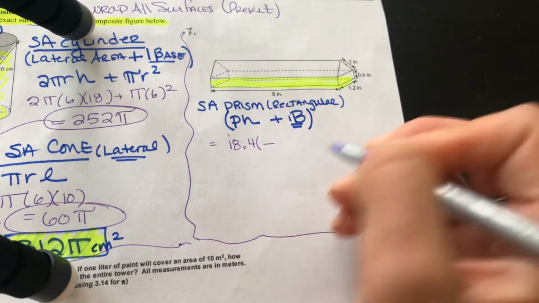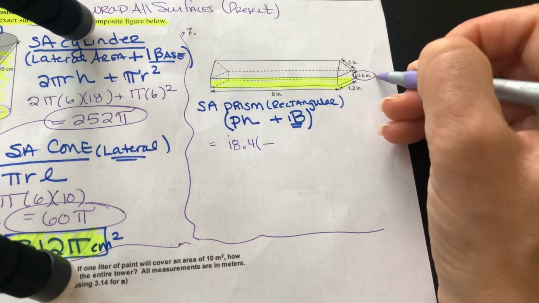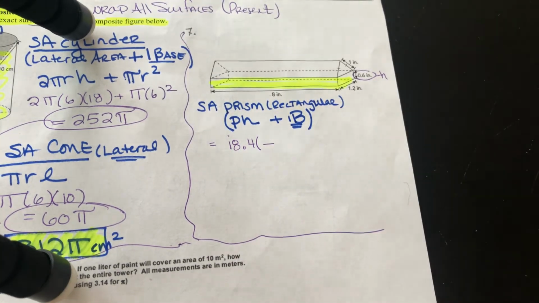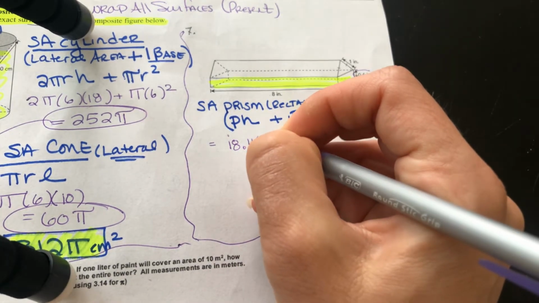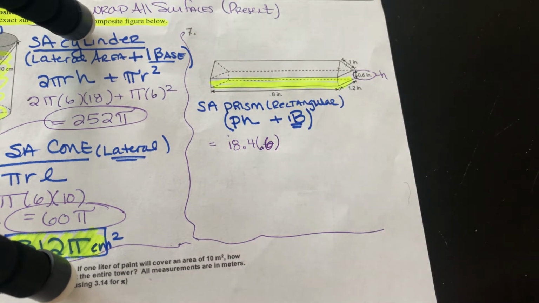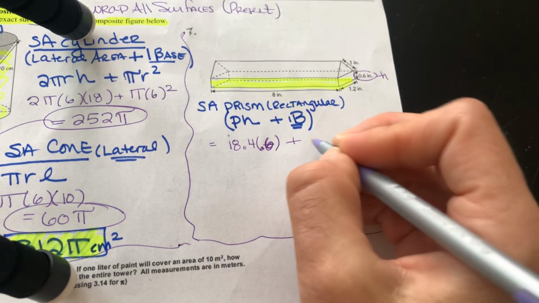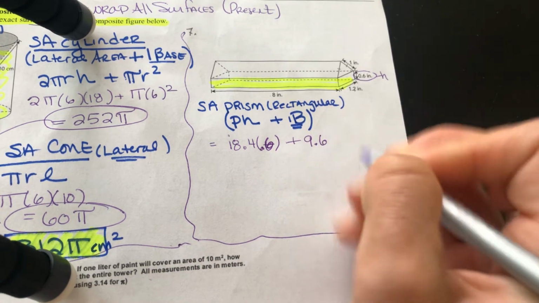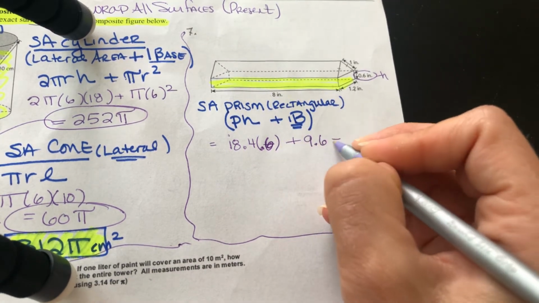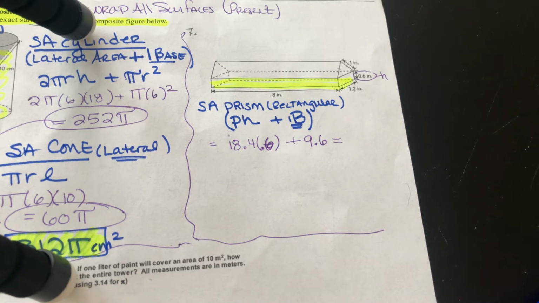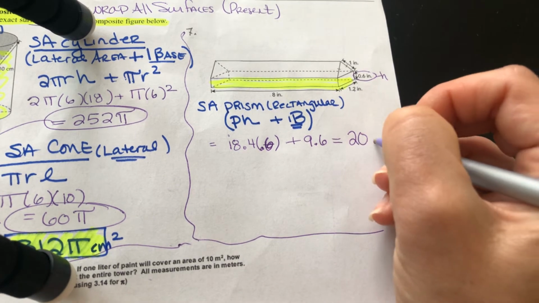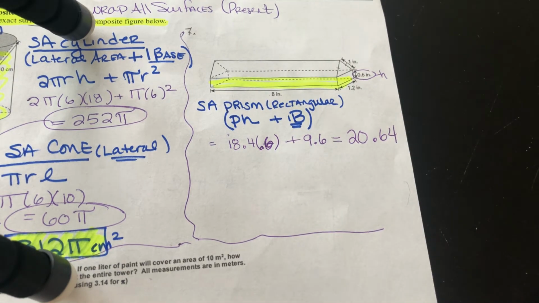plus, times their height. Here is your height of the rectangular prism. So we have times 0.6 plus the area of one base, which is 8 times 1.2. So it's 9.6, right? 8 times 1.2. So then the surface area, we would take that plus 18.4 times 0.6. Here you guys go. This is your surface area of the rectangular prism.